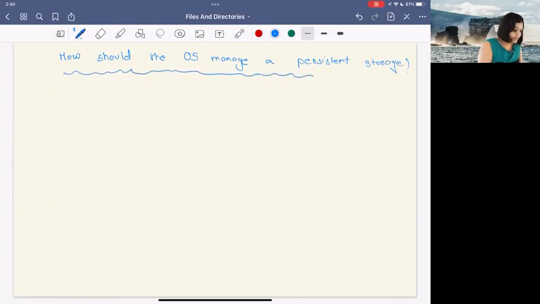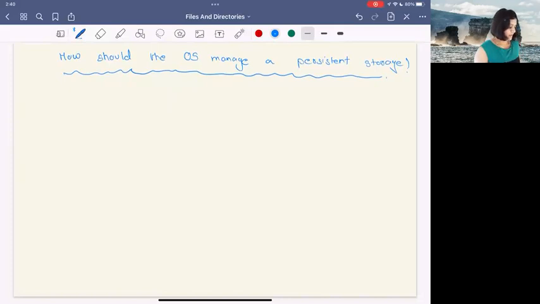Any ideas, any thoughts? So many thoughts, right? Managing something is not an easy task, and managing all the data that matters to anybody is definitely not an easy task. So let's learn about how the OS does this management.